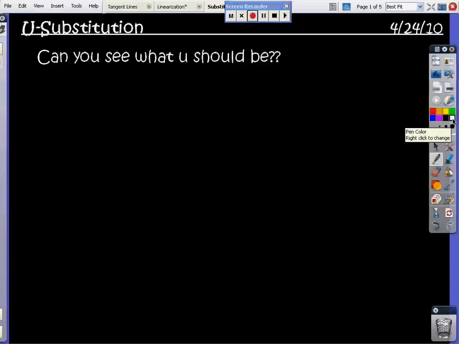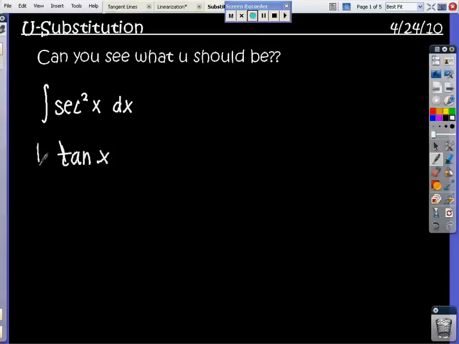Substitution is a way to integrate where it may just not be a plain rule. So what do I mean by that? Let's look at something like the integral of secant squared of x dx. That's actually just a rule. The integral would then be tangent of x, because tangent's derivative is secant squared.